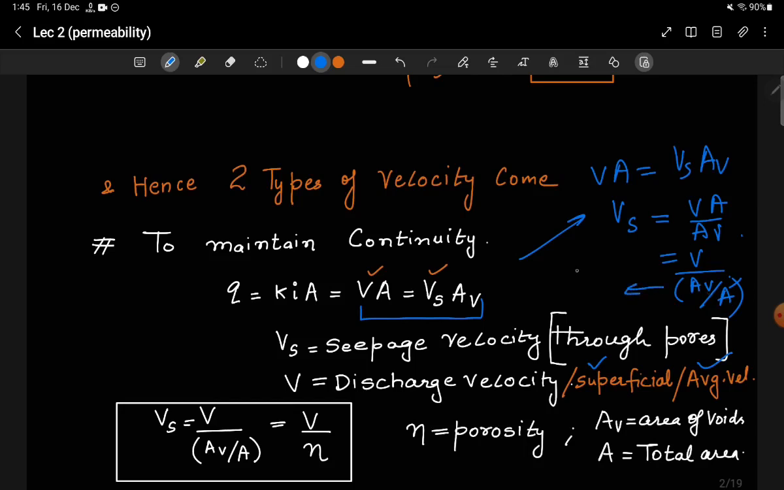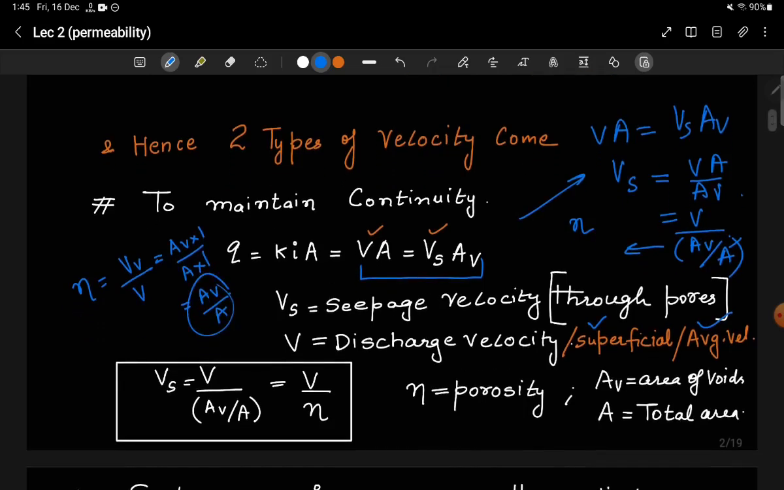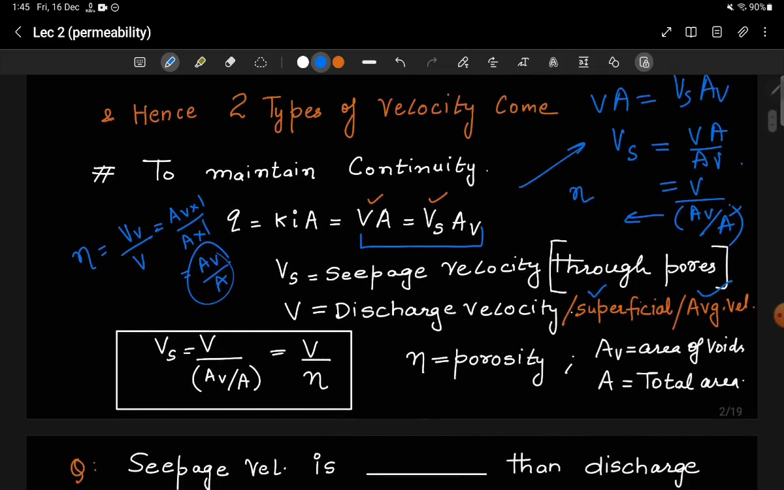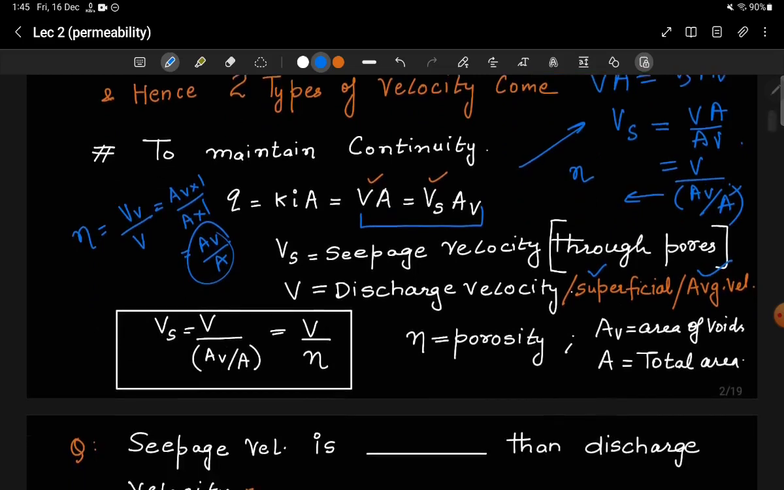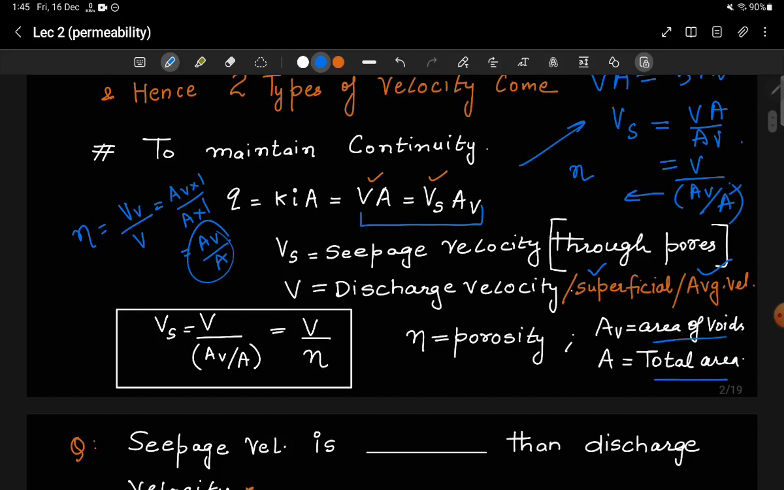the porosity, because porosity is volume of voids by total volume. Now if the length is considered to be unit, if we take length as 1 meter, then this could be written as Av times 1 and volume as total area times 1. So porosity can be written as the ratio of Av by A. Hence, the seepage velocity can be written as V by n, where n is the porosity. Av is the area of voids and A is the total area.